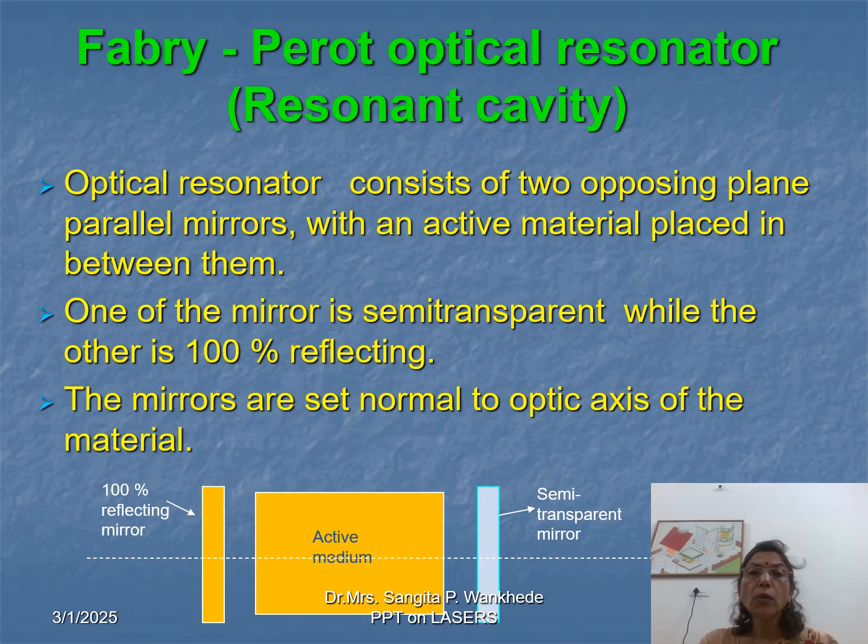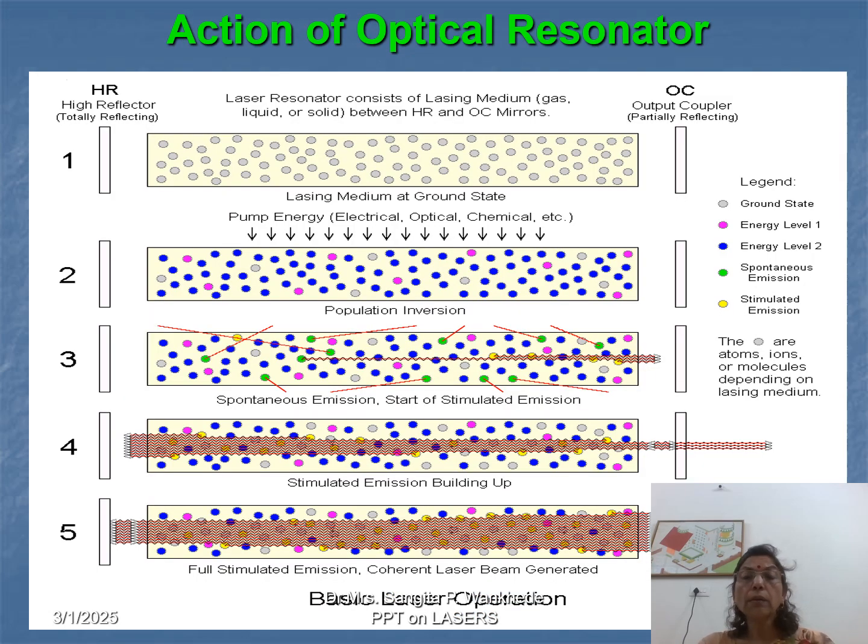Now, what do you mean by Fabry-Perot or optical resonator, or resonant cavity? It consists of two opposing plane mirrors. The front mirror is a semi-transparent mirror and it is a 90% reflector. The back mirror is fully polished, fully silvered, and it is a 100% reflector. In between these two mirrors, there is the active medium. This is required to achieve laser emission.